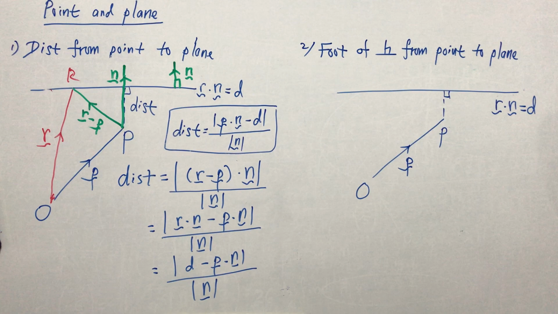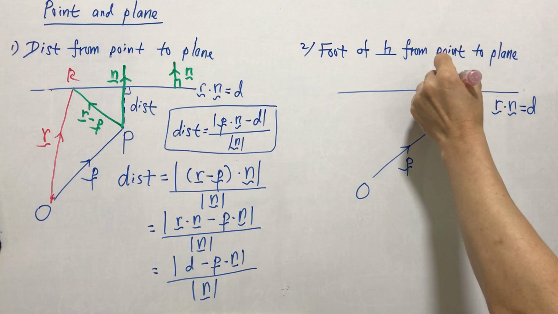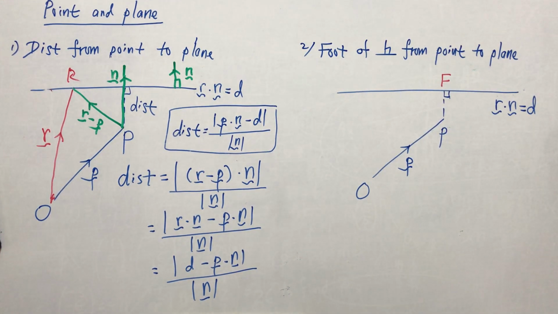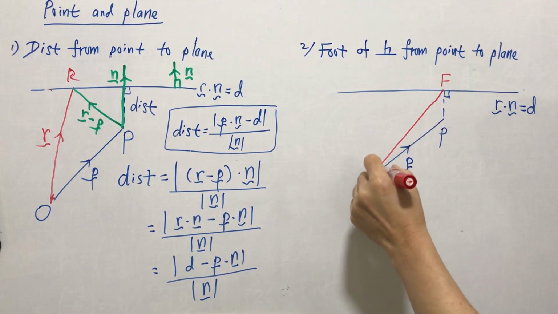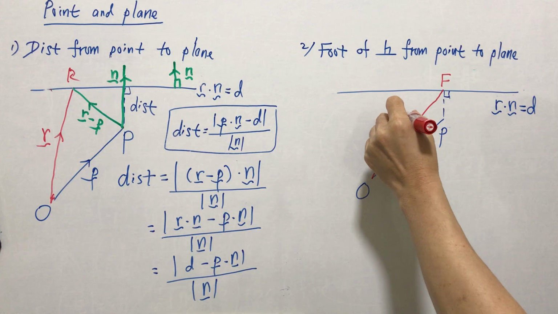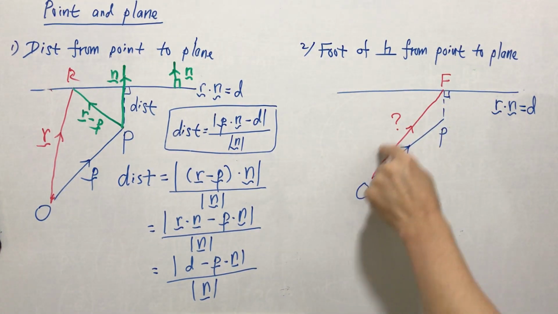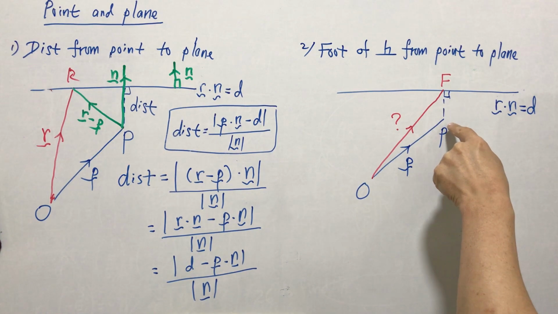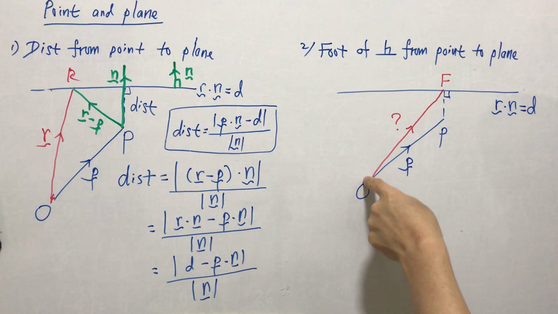Alright, so next, I intend to tell you how you can find the foot of a perpendicular from a point to a plane. If this is a point P, the foot of perpendicular is a point F here. Finding the foot of perpendicular from a point to a plane means to find this vector. Make no mistake about it. To find the foot of perpendicular, you are asked to find OF. F is the foot of perpendicular from point P to the plane, but if you're asked to find the foot of perpendicular, you're actually asked to find OF.